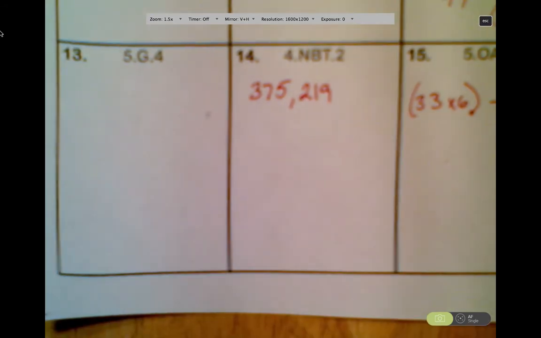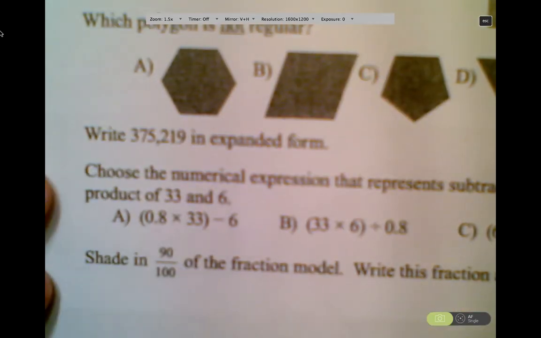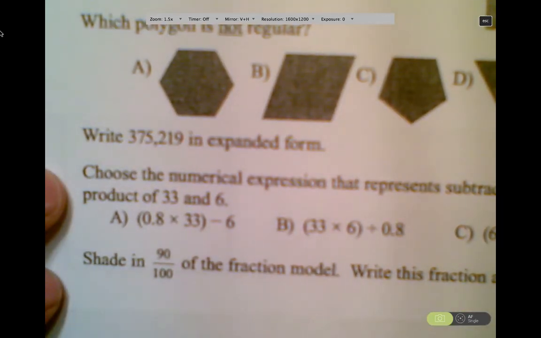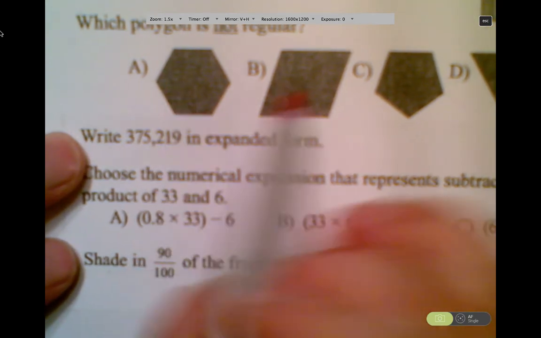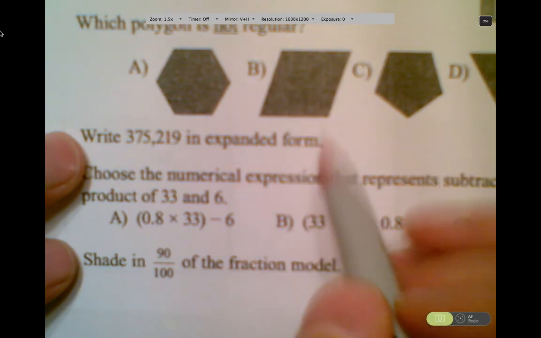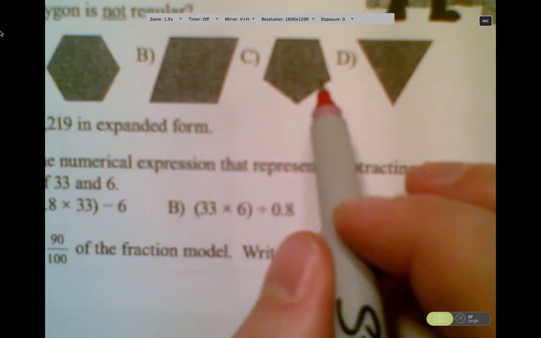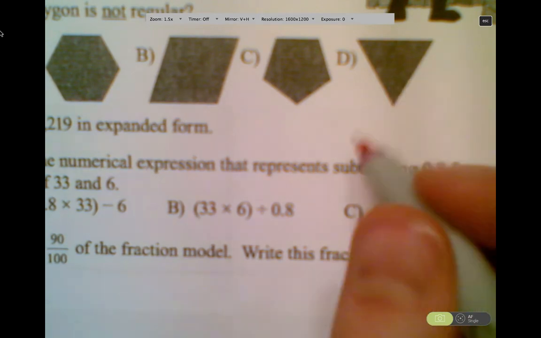Last row here. Which polygon is not regular? Regular has all the sides the same and all the angles the same. So we're looking for stuff that have different angles or different sides. These are all congruent. All these sides and all these angles are congruent. This is an acute angle. That's an acute angle. This is obtuse. That's obtuse. So those are not the same. Just to make sure, C and D do have the same sides and the same angles. Therefore, our answer is B.